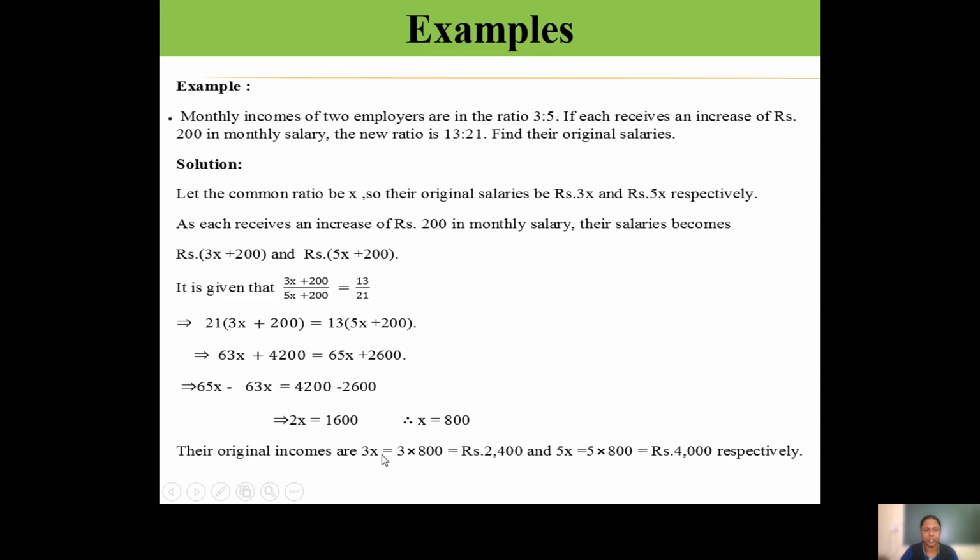So here their original salaries are 3x. So 3 into this 800 becomes 2400, and here 5x, so it is 5 into 800, which is 4000. So here their original salaries are 2400 and 4000 respectively. So this is how we can find the values of their original salaries.